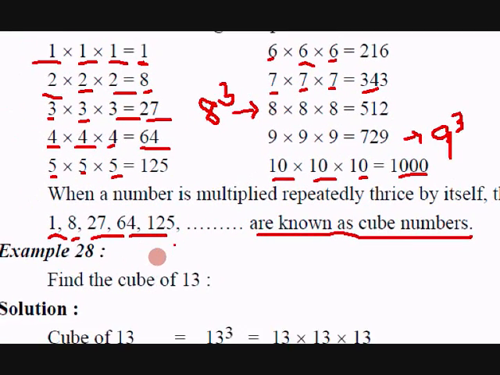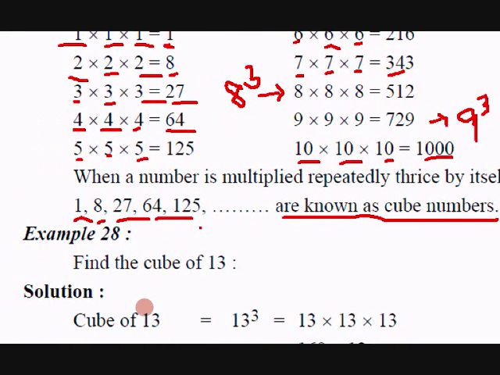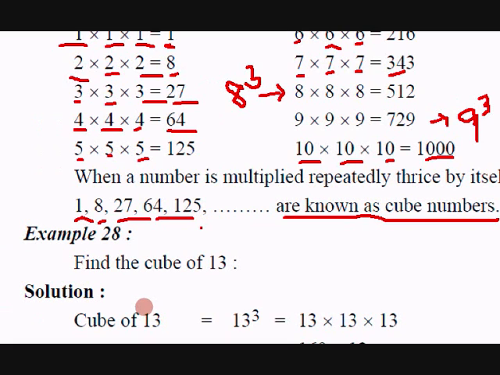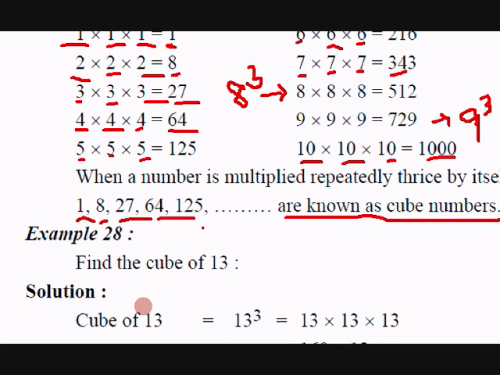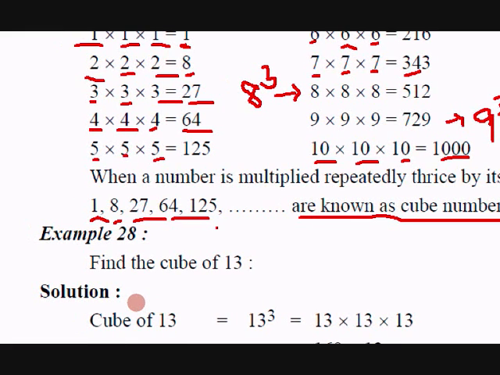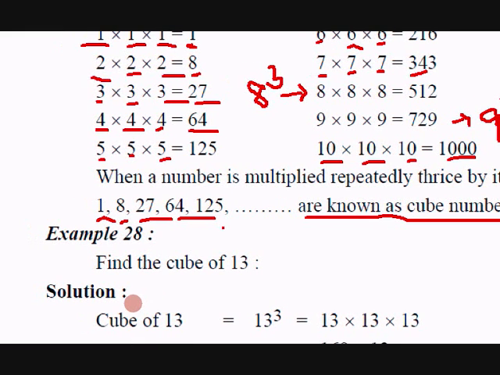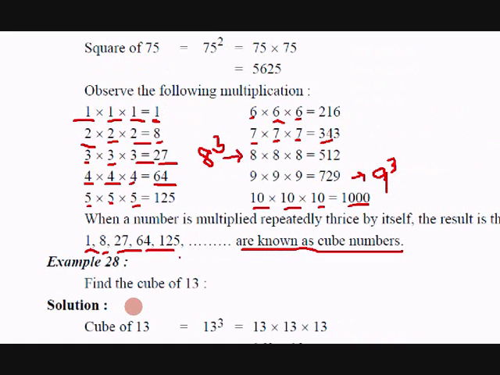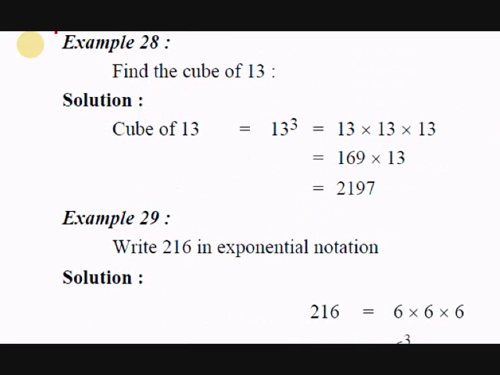Okay. Is 2 a cube number? No, because 2 is a prime number. No number multiplied 3 times gives the number 2. That is, it's not a cube number. Okay, on that note, let us take example 28. Find the cube of 13.